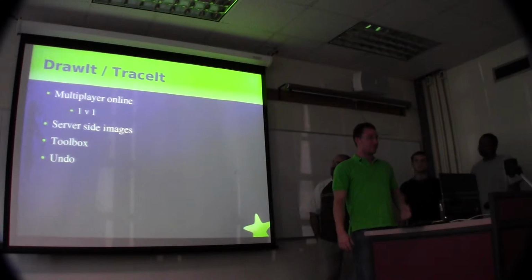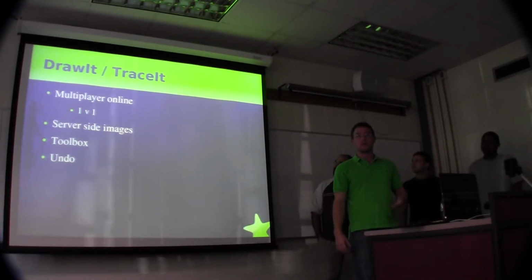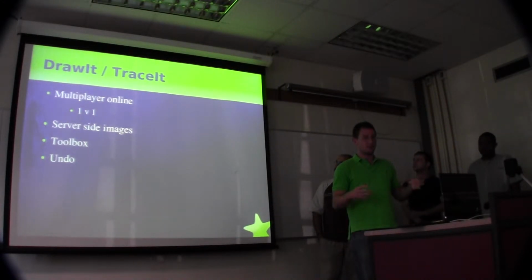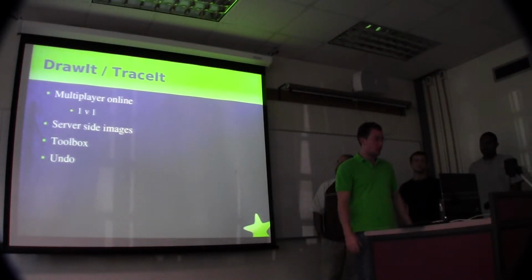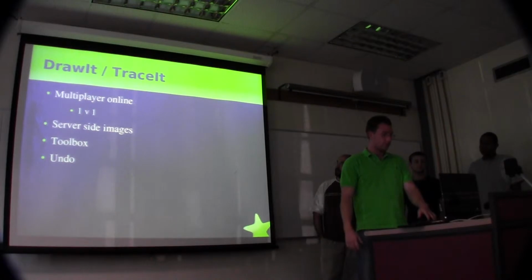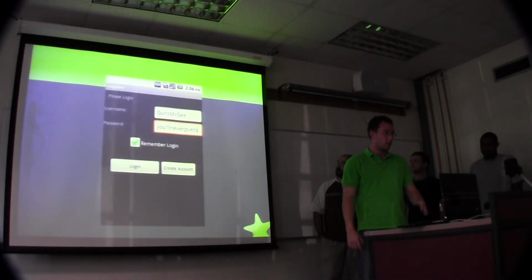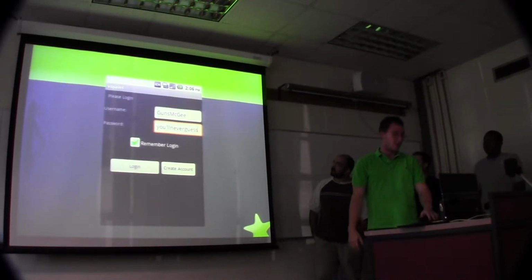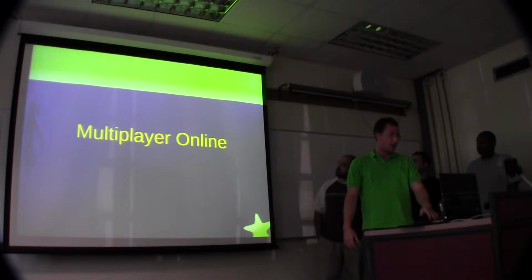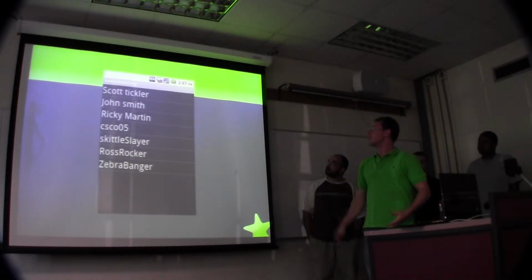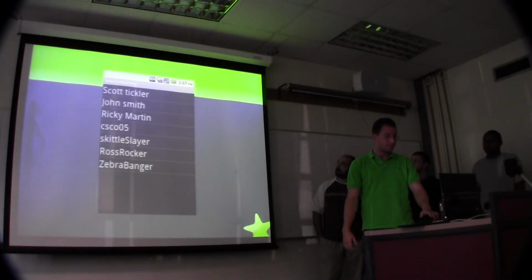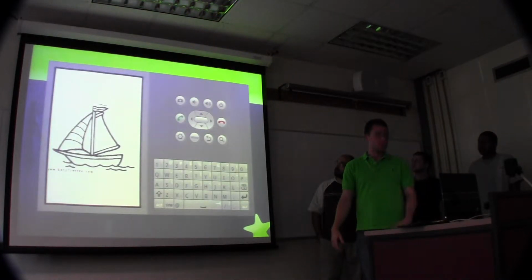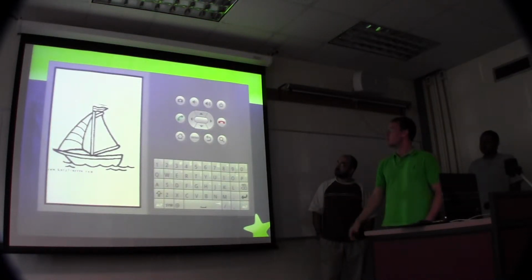Multiplayer, 1 versus 1. The images are stored in the server, so it's very easy to increase the amount of items to draw. There's a toolbox with some more features, which gives the user better ability to control their drawing, and it features an undo. So there's some screenshots of it. First you log in. You can remember your login. Multiplayer online lists the players that you want to play against. Server-side images pushes the image, so you have to draw both. Good luck.